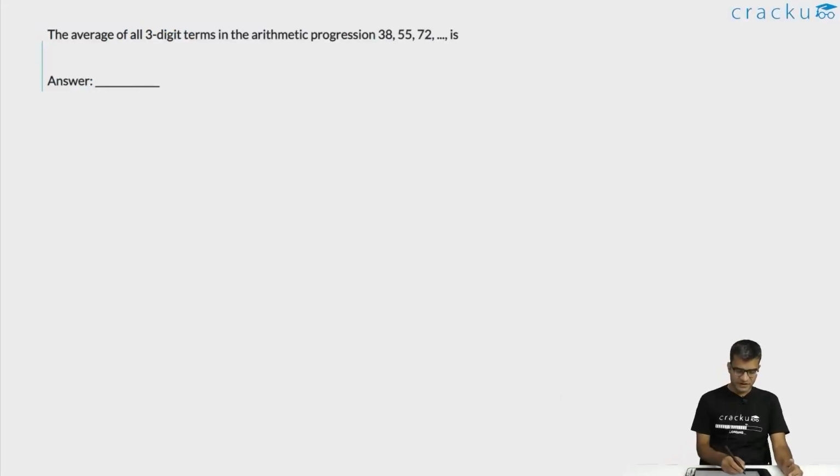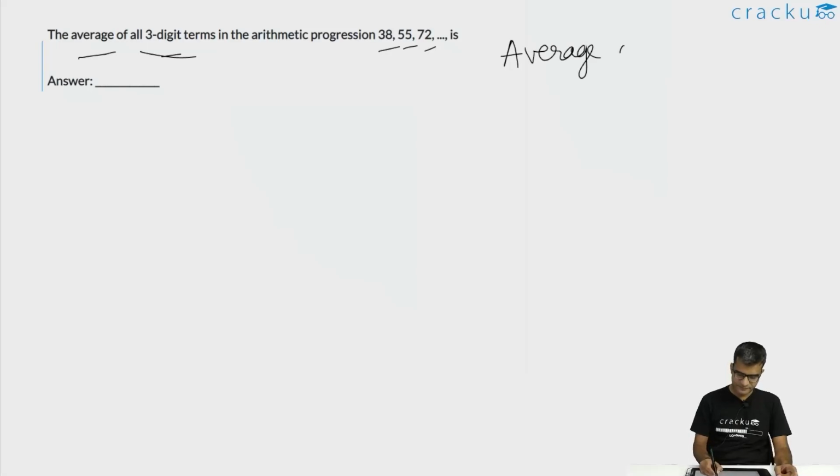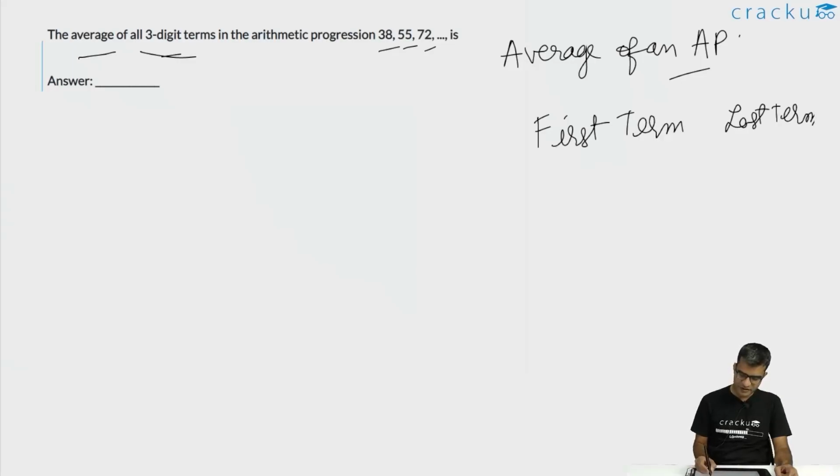In this question, we are asked to calculate the average of all the 3-digit terms which are part of the arithmetic progression 38, 55, 72 and so on. Whenever you are asked to calculate the average of an arithmetic progression, the easiest way is to calculate the first term and the last term and take their average. The average of an arithmetic progression is the average of the first term and the last term.